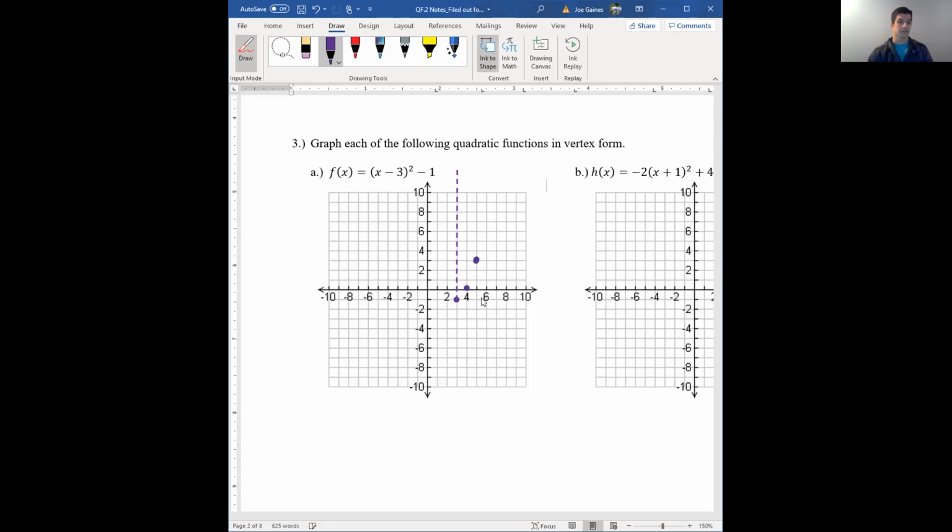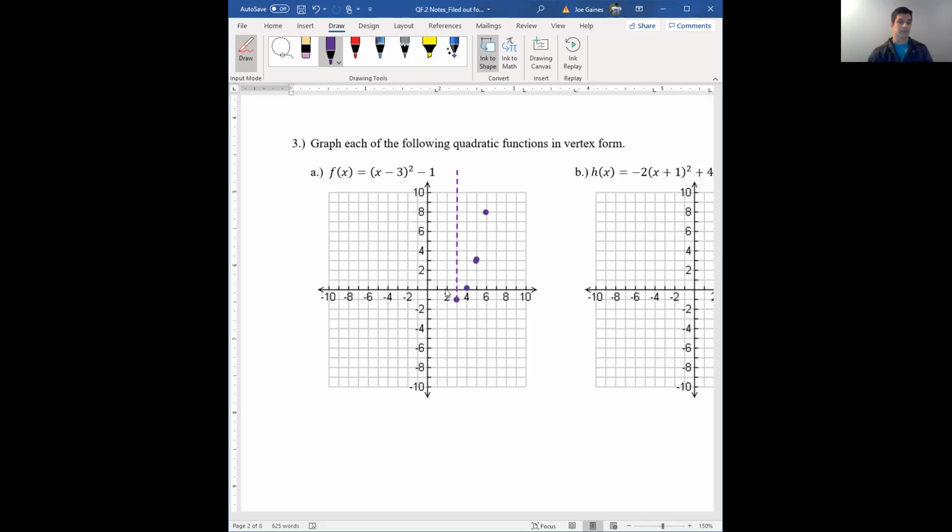From here, I can go ahead and do another point. So from the vertex, I'm going to move to the right 3 units. I'm going to square 3, and I would move up 9 units. So that point is going to be at 6, 8. Now notice that I only created points on the right side of the axis of symmetry.